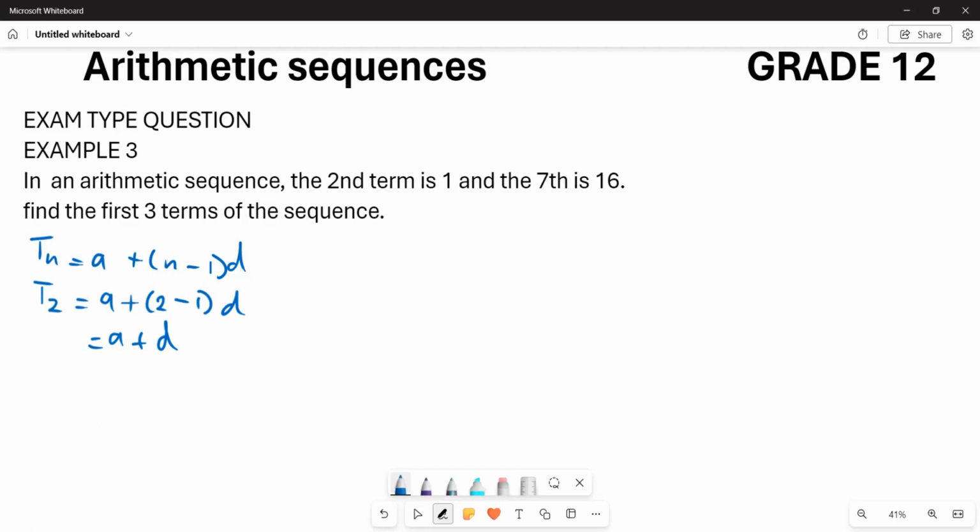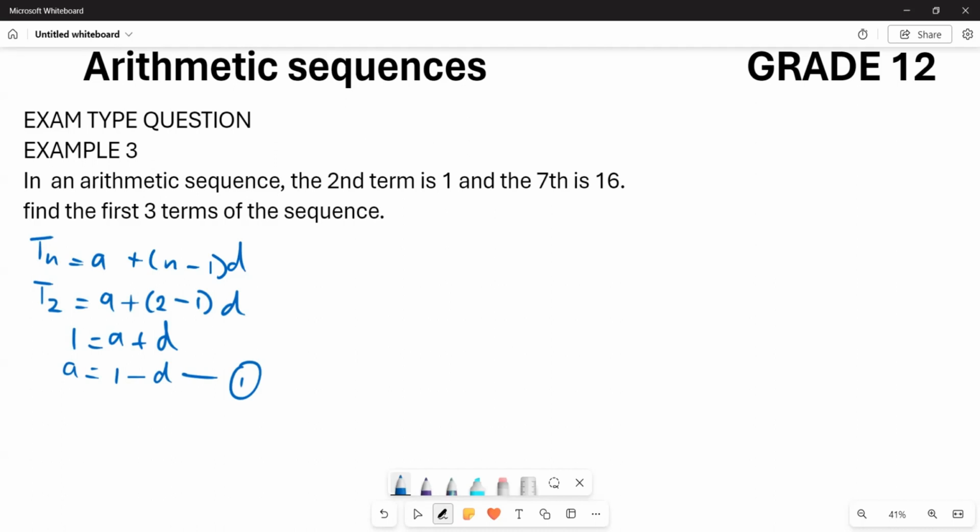So basically, the T2 represents your term value, which means here you can simply say 1, right? So that is going to be the first thing. Now when you have this, you can make either a or d the subject of the formula. Let's say you make a the subject of the formula, which means a is going to be given by 1 subtract d. We are going to make this our first equation.